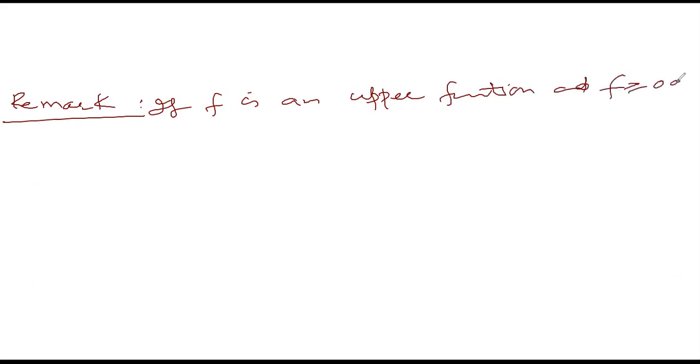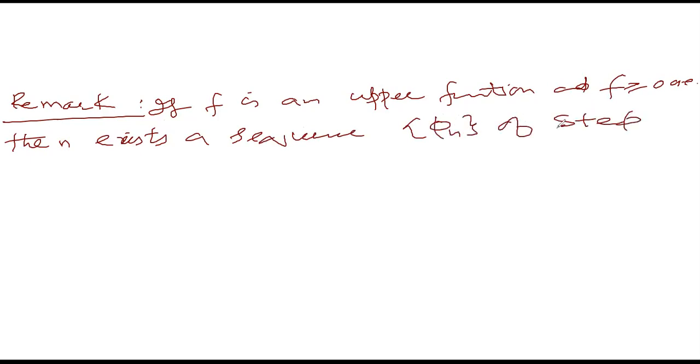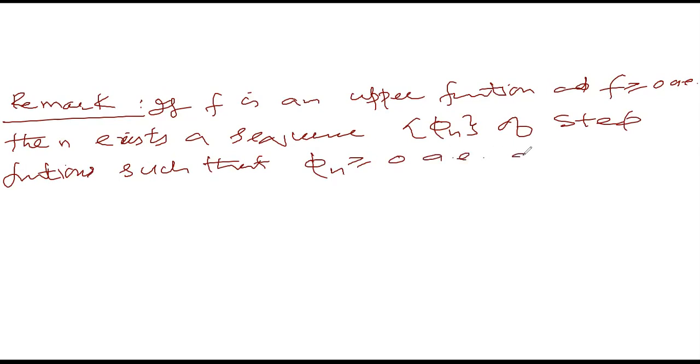The remark is: if f is an upper function and f is greater or equal to 0 almost everywhere, then there exists a sequence phi n of step functions such that phi n is greater or equal to 0 almost everywhere, it's a non-negative sequence, and this sequence increases to f. The proof is very simple.